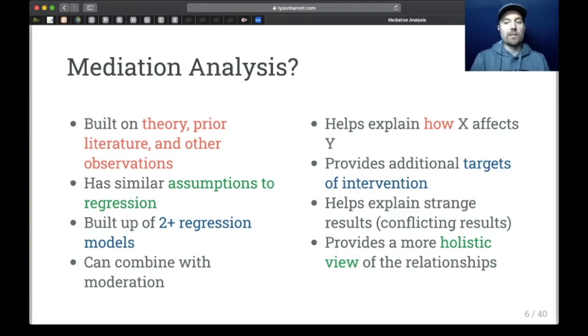It also can help explain strange results. Sometimes you have some kind of strange or conflicting results, and mediation can help outline why those results are happening. It also provides a more holistic view of the relationships. It tells a more complete story of what is actually happening.